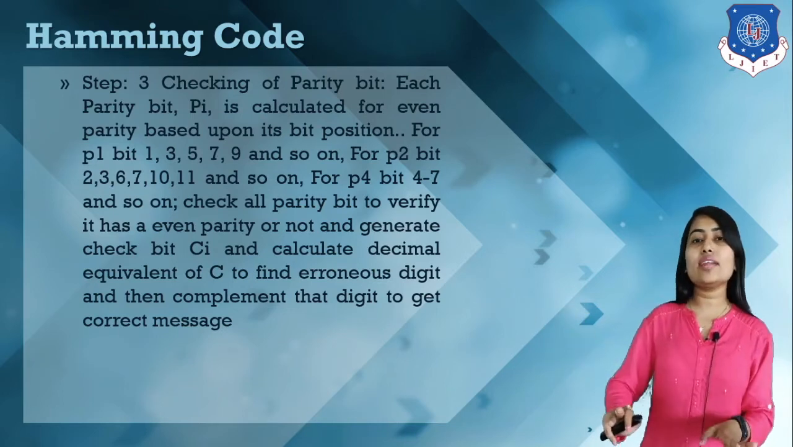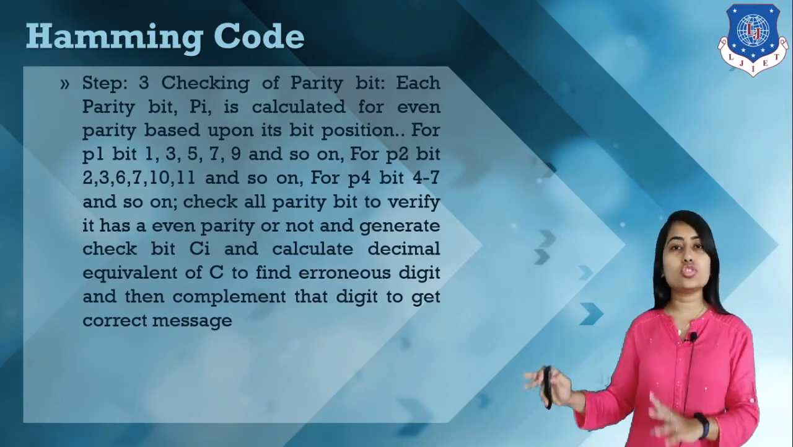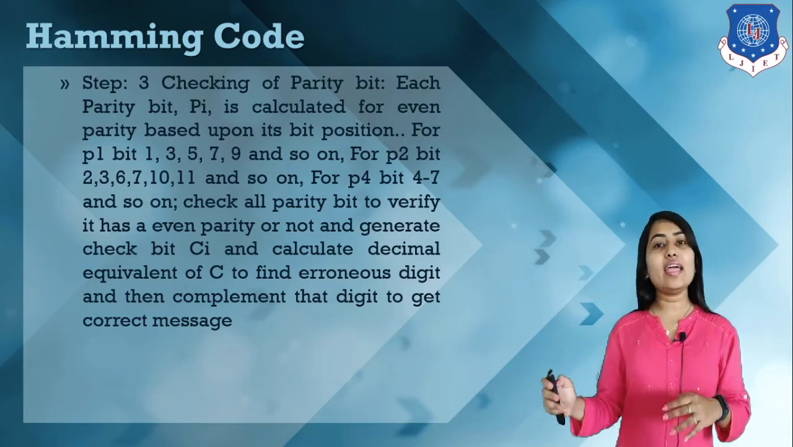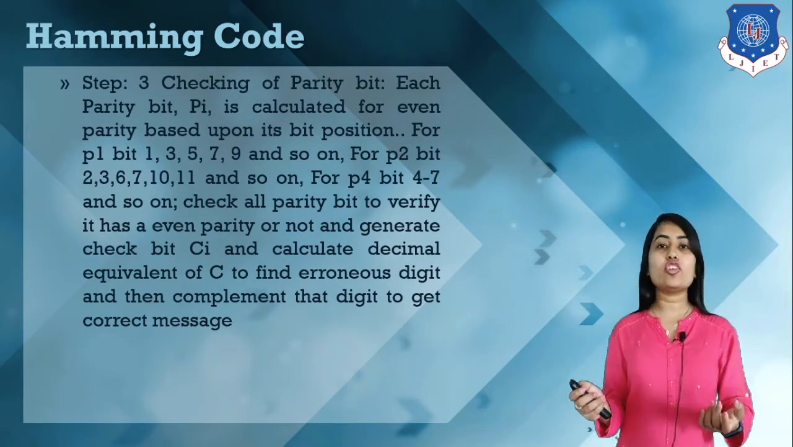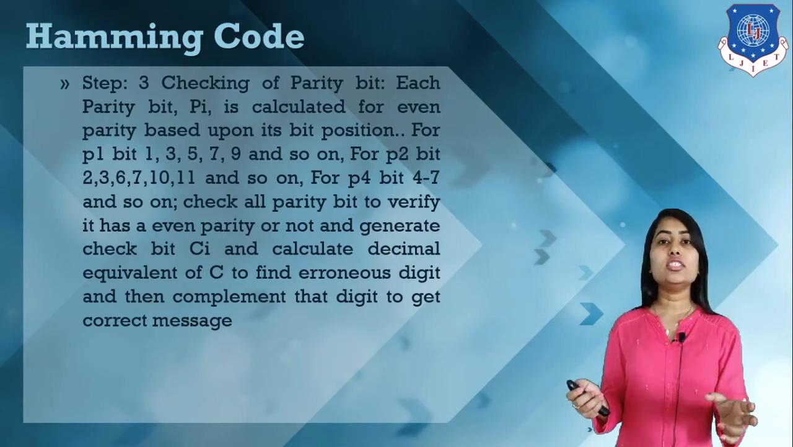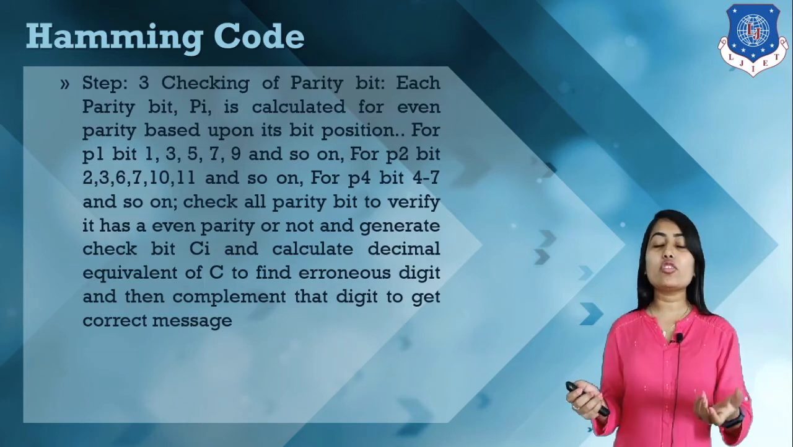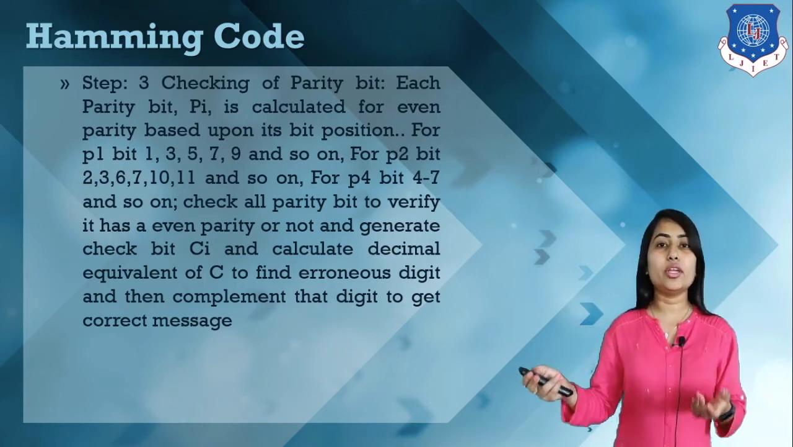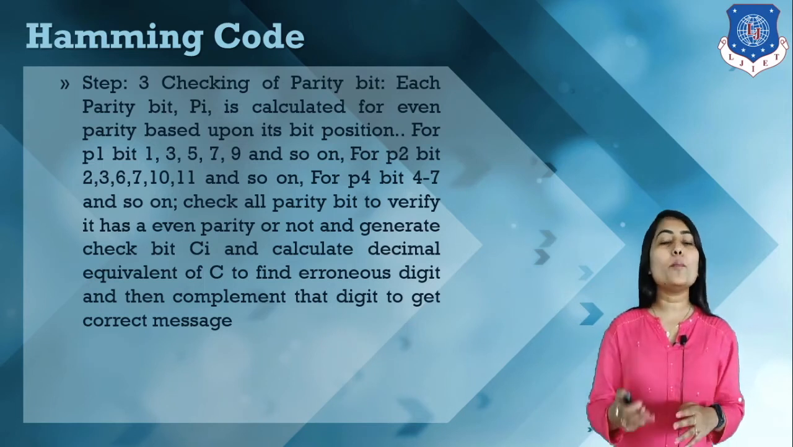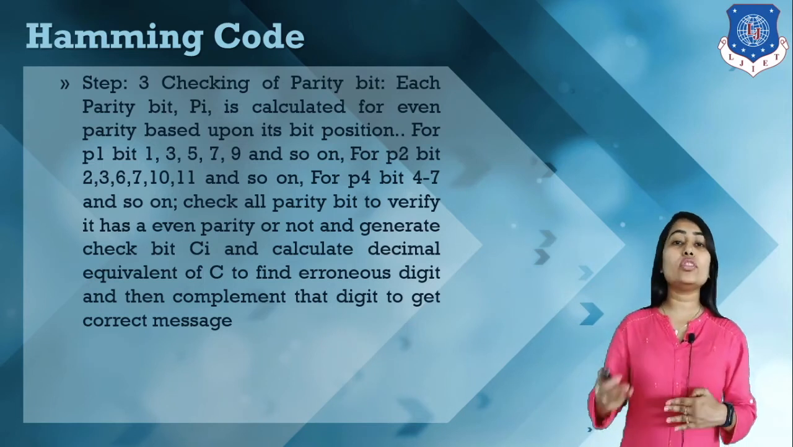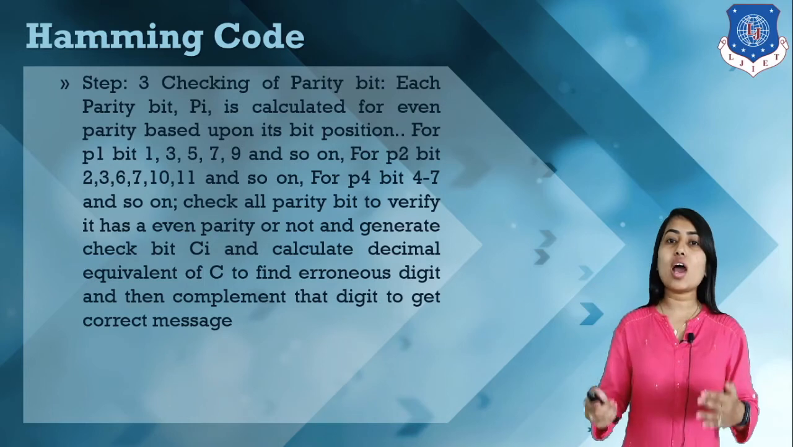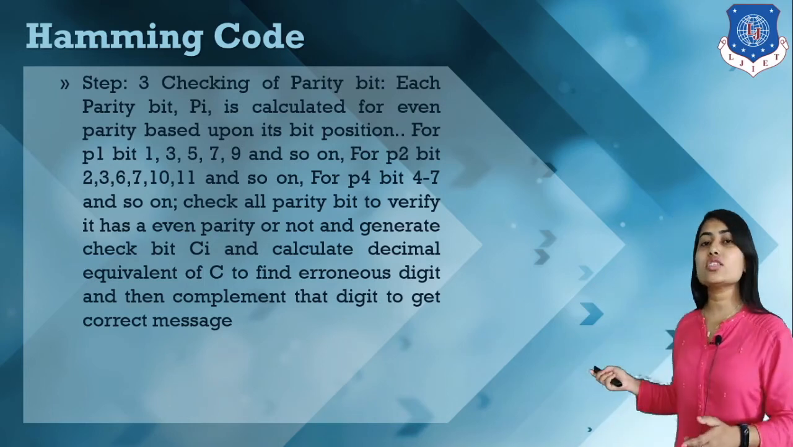If there is no error, then this check bit is equal to 0. At the end, we make a decimal equivalent of any erroneous digits from this check bit, and then we can complement that digit so that we have the correct message. So how can we do that? Let's discuss it with an example.